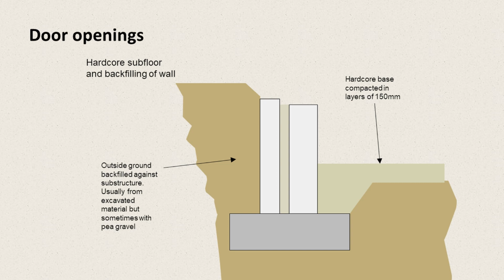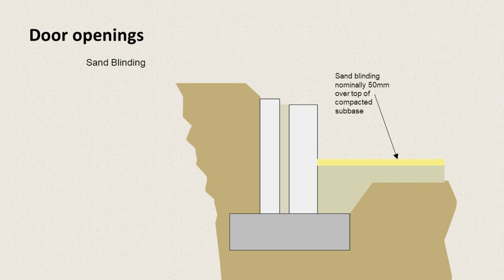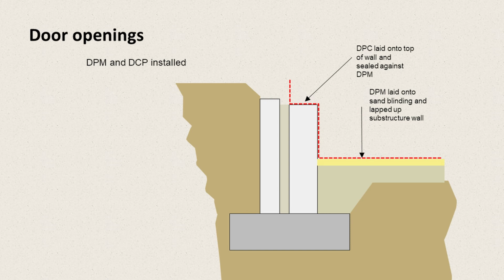and the inside would be laid with hardcore or MOT type 1, and that would be compacted in layers of 150mm. We would blind the top of the compacted subbase with sand, and then we would lay a DPM over the top of the sand, and that would lap up the wall and then be sealed against the DPC.